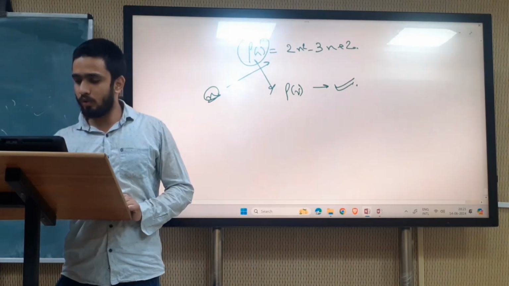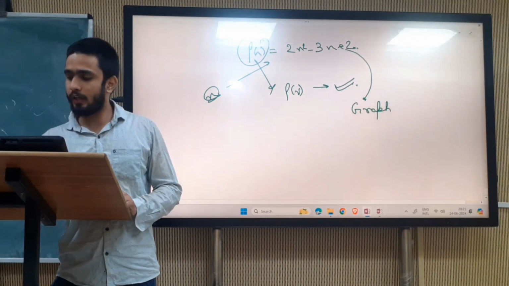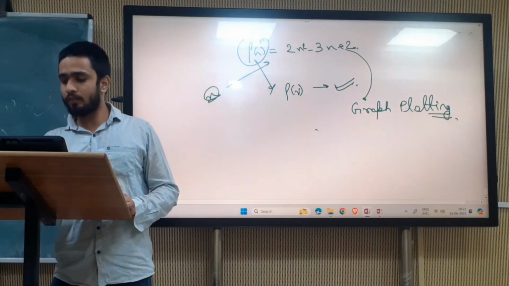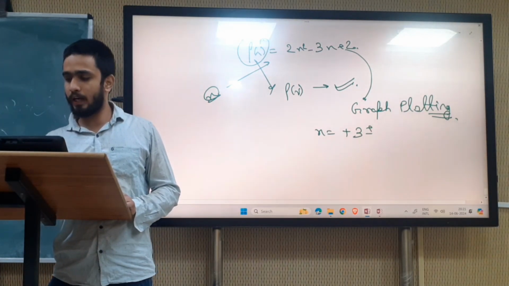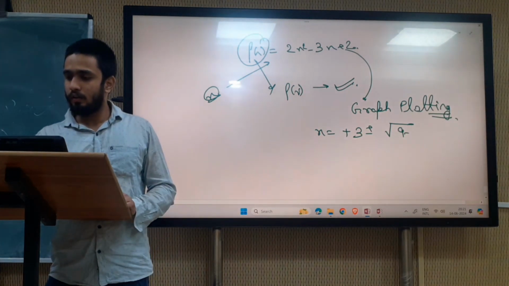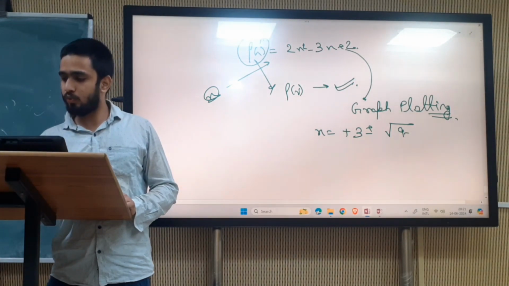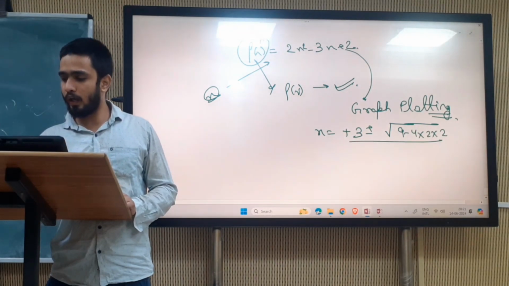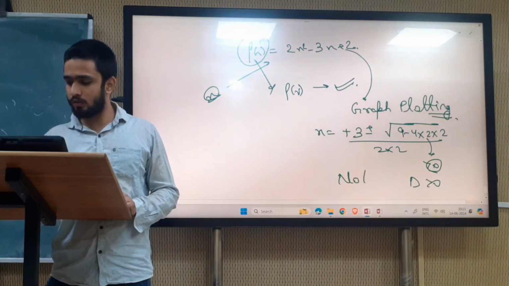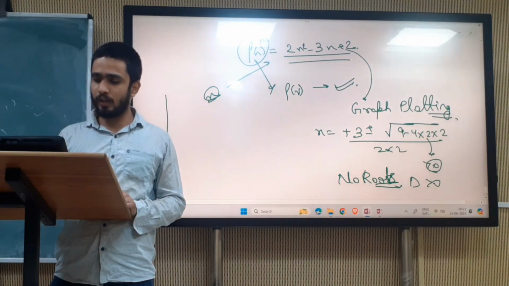For finding this, firstly plot the graph of this function. Finding the roots, x equals minus b plus minus under root b square minus 4 into 2 by 2a. D is negative, so no roots are there for this equation, so it is always above the x-axis.